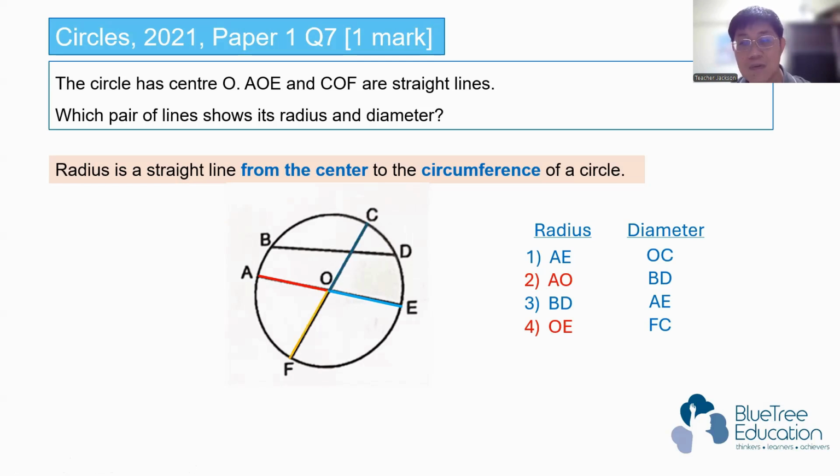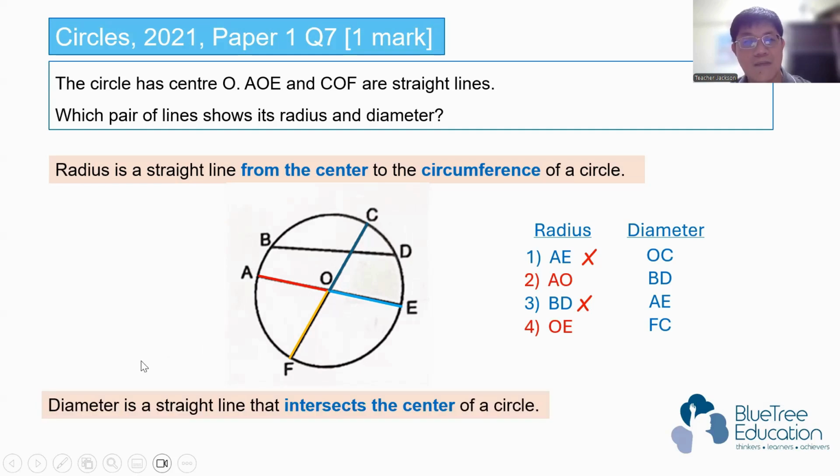So based on what we know, we can see that there are certain other lines also. For example, another line is OF, right? From the center to here. That is the radius. Then for O to C, this one also is a radius. So you have 4 lines: the AO, the OE, the OF, and then the OC. So that's radius. Based on elimination, we already eliminate AE and BD, because BD doesn't even touch the center, and AE is not a radius because it must start from the center. It's not starting from the center.